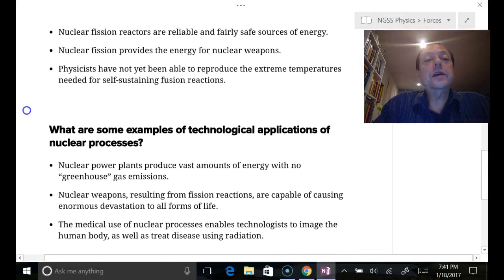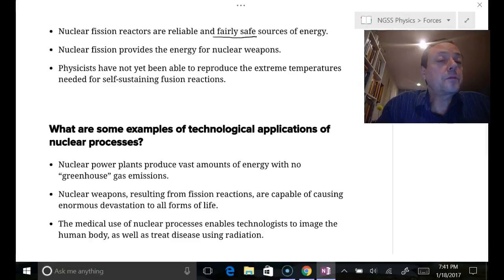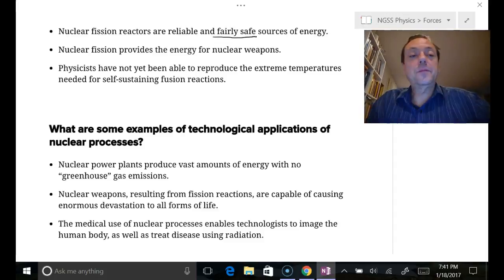Nuclear fission reactors are reliable and fairly safe sources of energy. Chernobyl comes to mind, so they have to qualify that and say fairly safe, not always. Nuclear fission provides the energy for nuclear weapons, except in the case of a hydrogen bomb instead of an atomic bomb, in which case fusion plays a role as well.